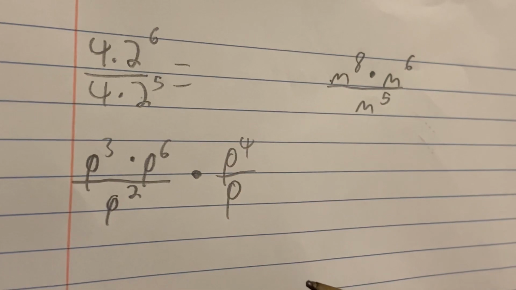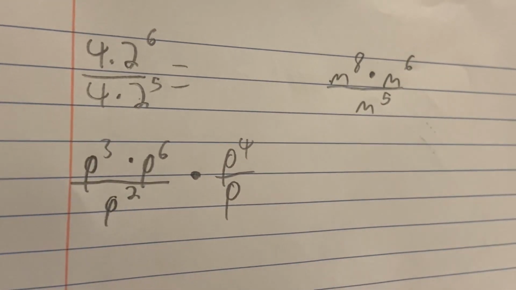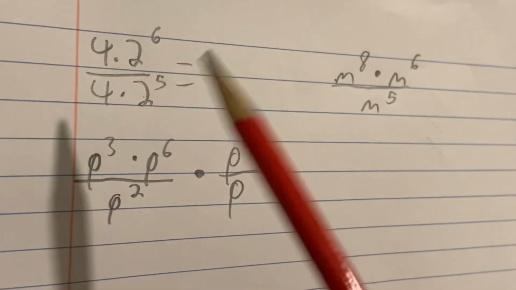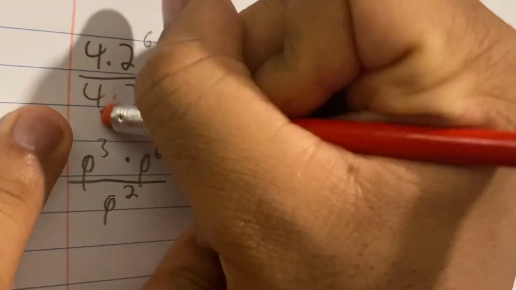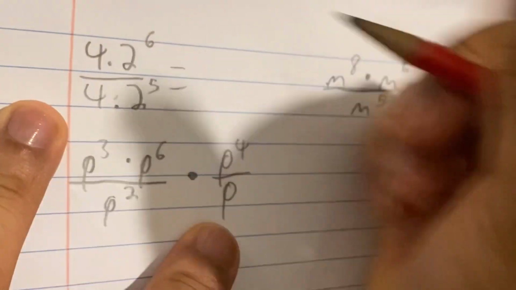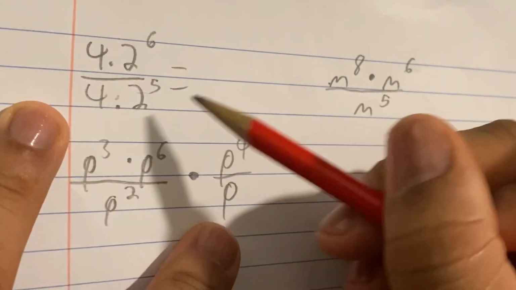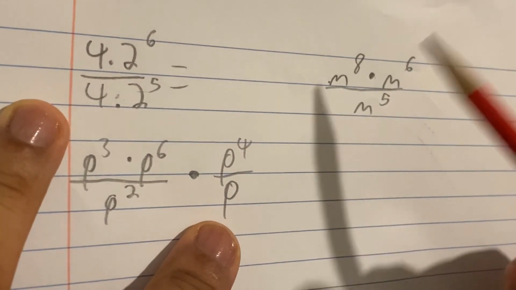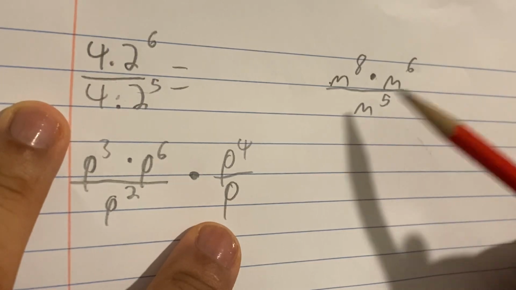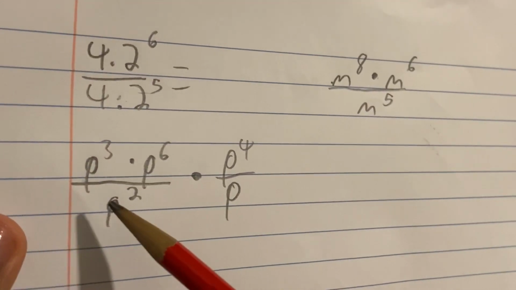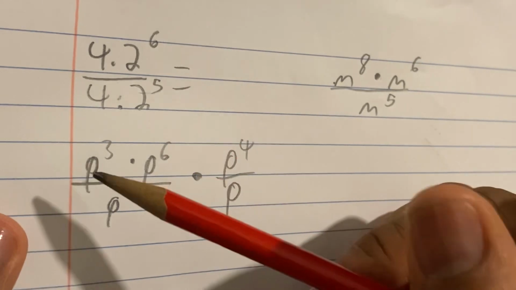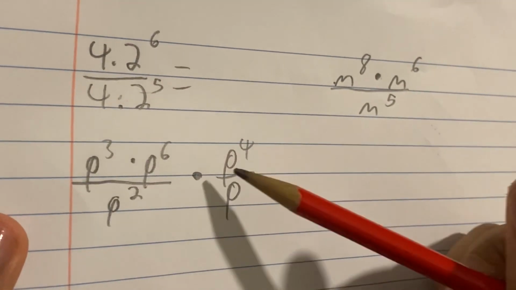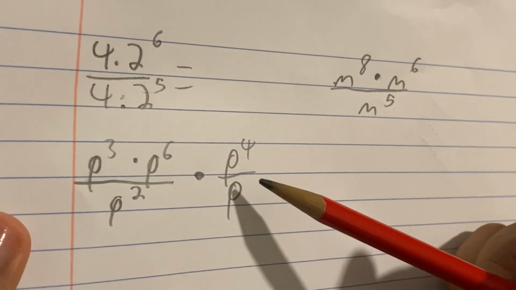For our last section of the video, it's going to be your do-it-yourself portion, where you're going to answer each of these equations by yourself. So beware, this is a decimal. This is 4.2 to the 6th power over 4.2 to the 5th power. And then over here, this is the multiplication sign. We have m to the 8th power times m to the 6th power over m to the 5th power. And then down here, these are also multiplication signs. We have p to the 3rd power times p to the 6th power over p to the 2nd power times p to the 4th power over just p.